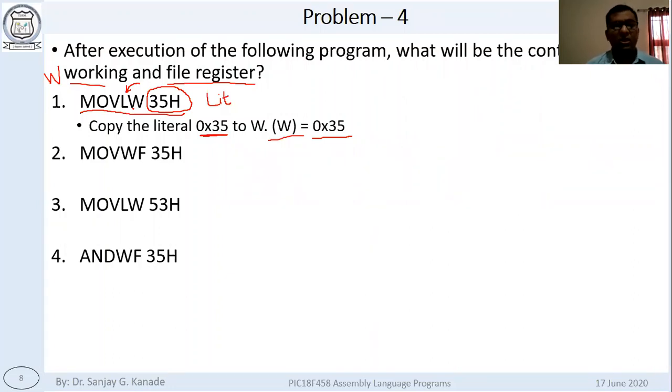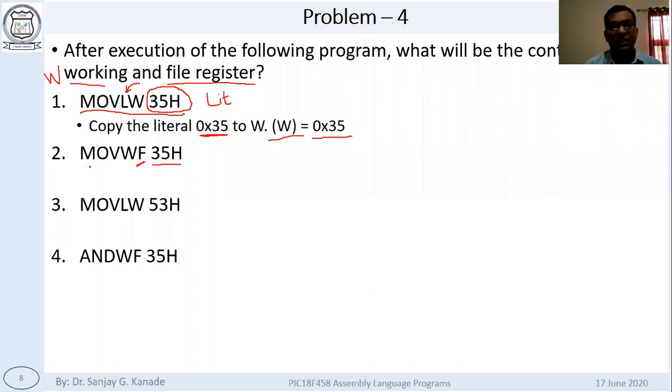Now, the second instruction is MOVWF 35H. That's why, as I said, the program is simple, but it is tricky. Here you can see 35H in the first instruction, and in the second instruction also you can see 35H. But in the first instruction, the 35H was a literal, right? However, in the second instruction, 35H is F.